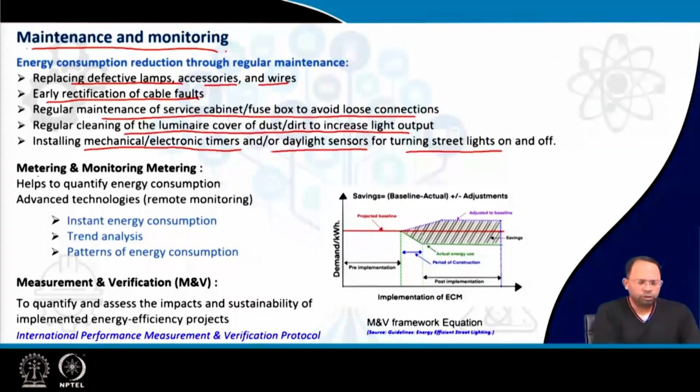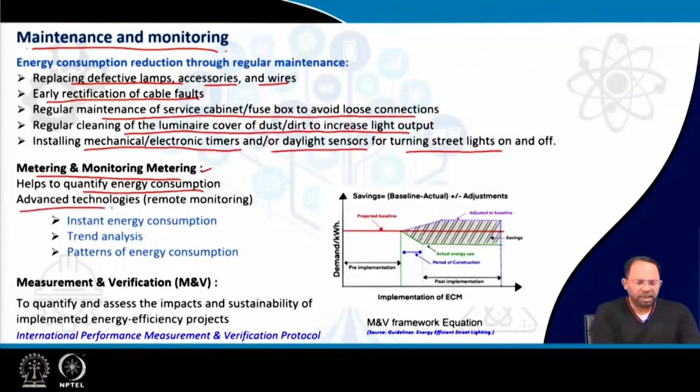So usually we do metering and monitoring to determine how much energy is being consumed. To quantify energy consumption, we do metering of streetlights as well. And usually this bill is paid by the ULB. So they have to do metering because they need to keep records of how much money they are paying to the electricity company.